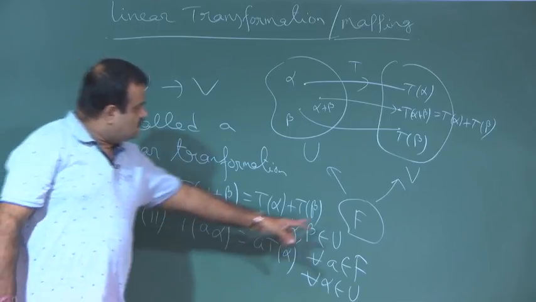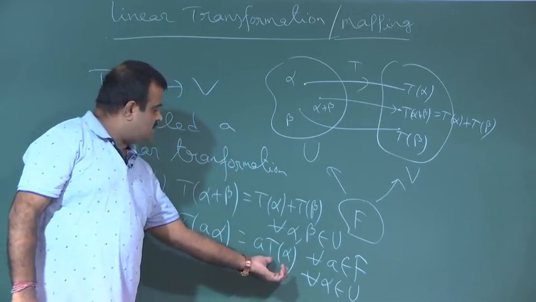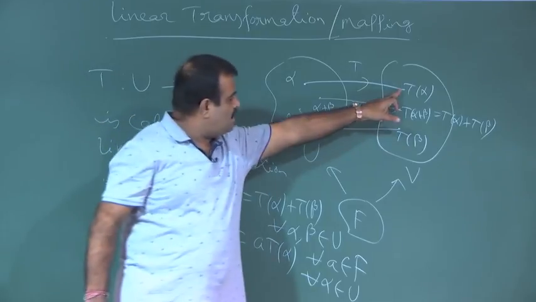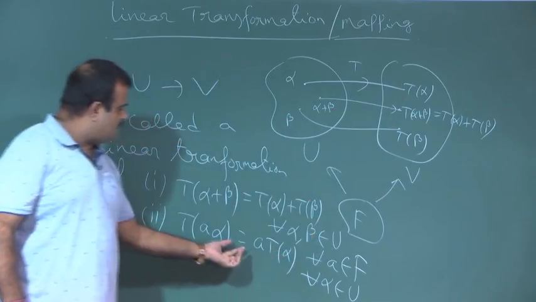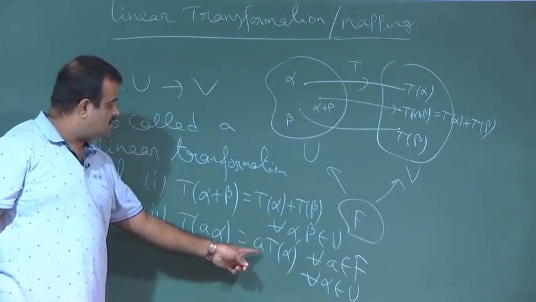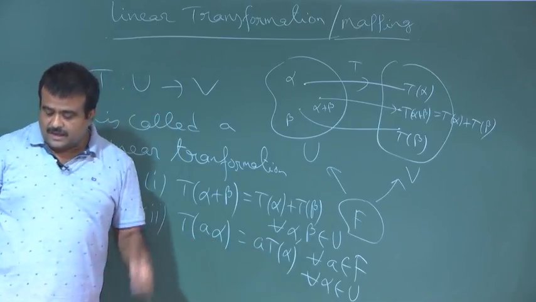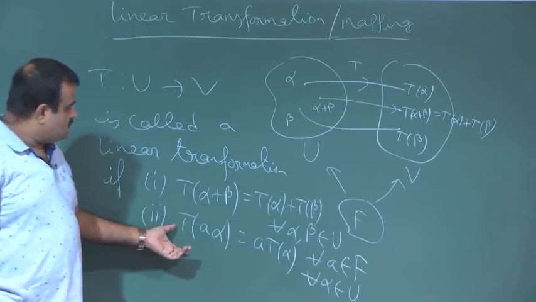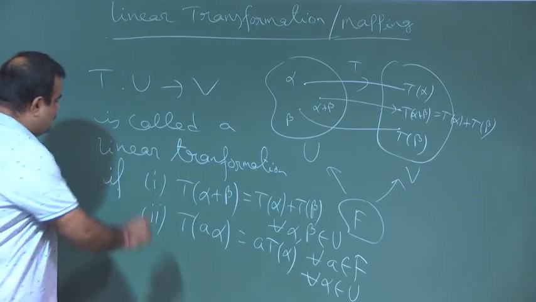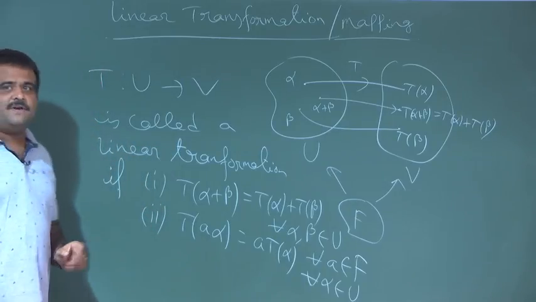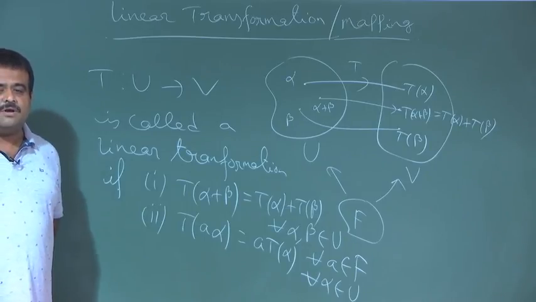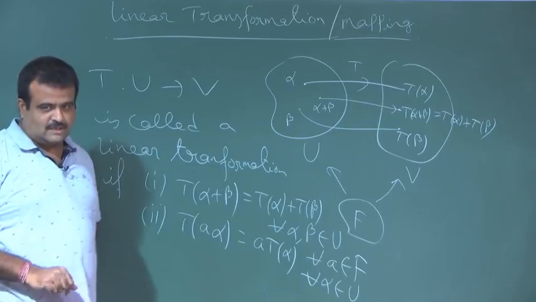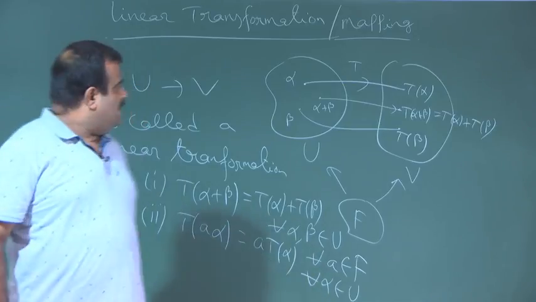That is the reason we should have the same field, because T of alpha is an element in V, and if we do not have the same field, then we cannot multiply A with it, as this is a scalar multiplication in V. So, this must be satisfied. Combining these two, if these two conditions are satisfied for a mapping from U to V, then the mapping is called a linear mapping or linear transformation. In short, it is called LT.